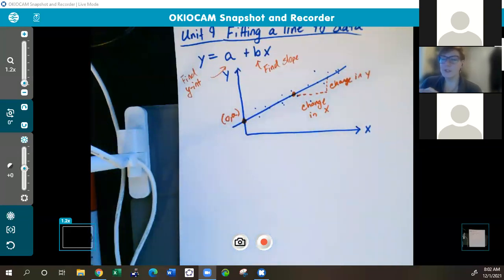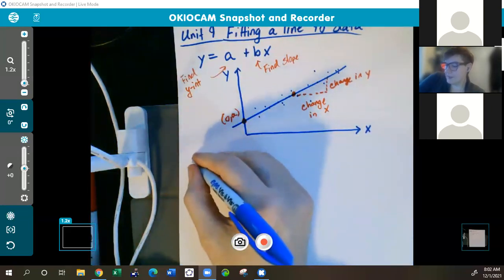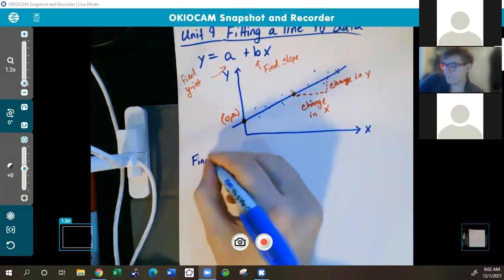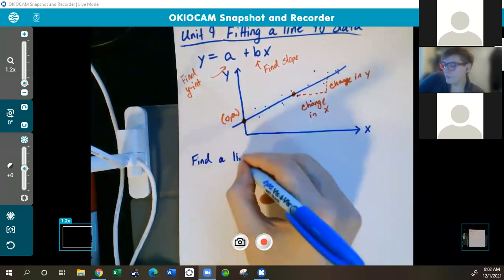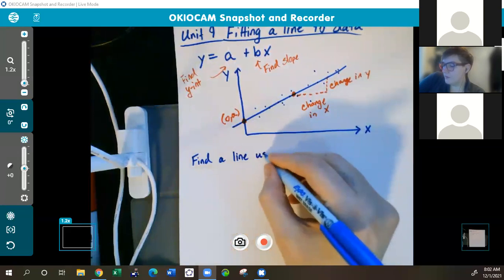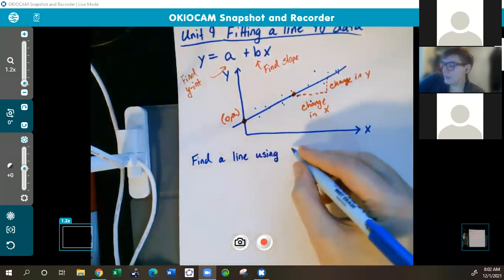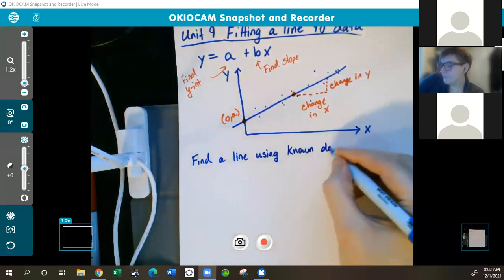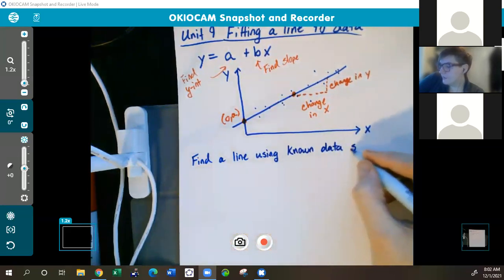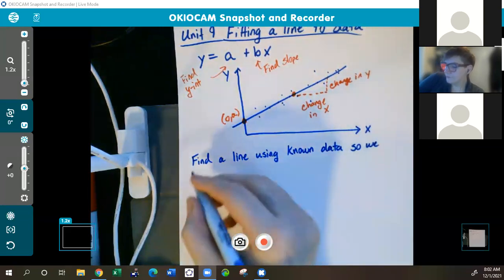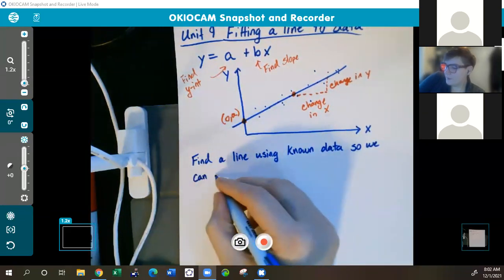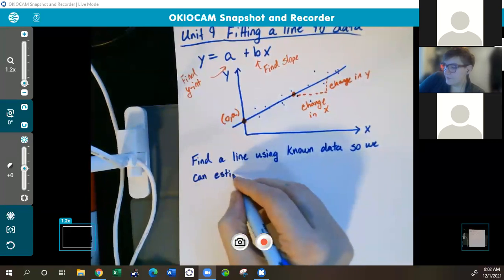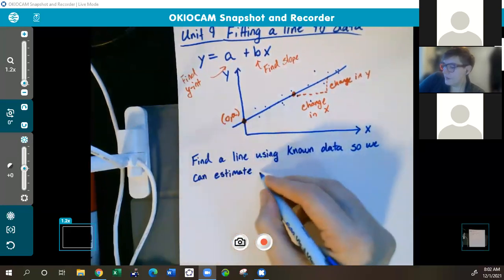So the question is, why would we want to find a line that fit our data? So we want to find a line using known data so we can use it to estimate unknown data.